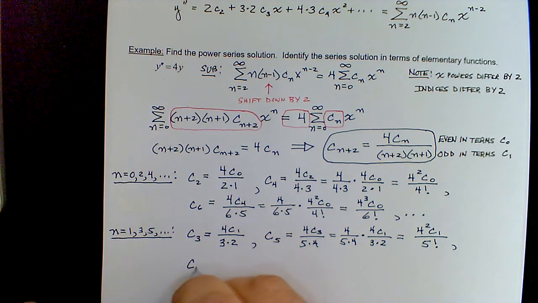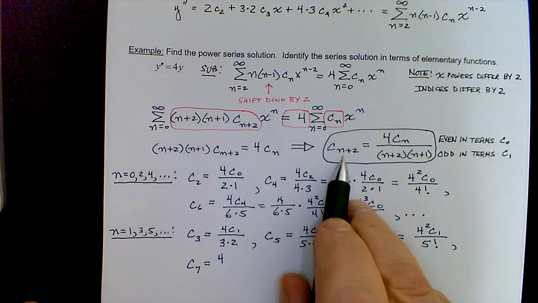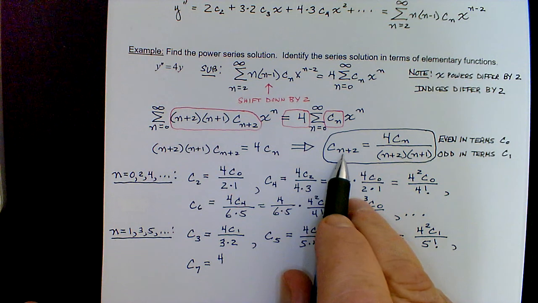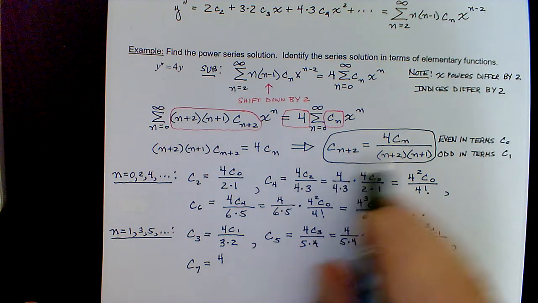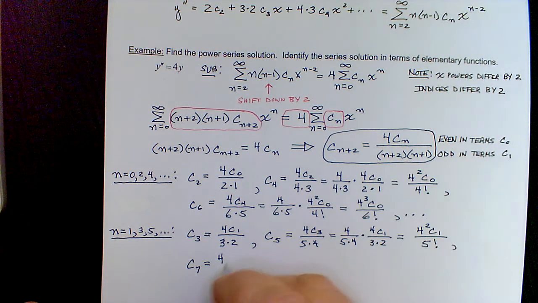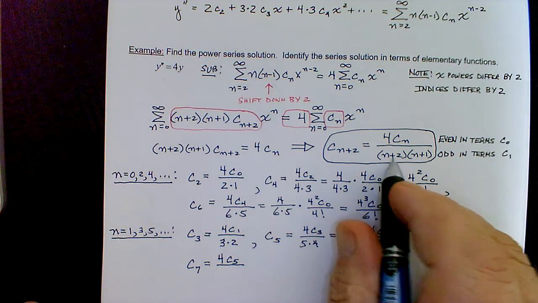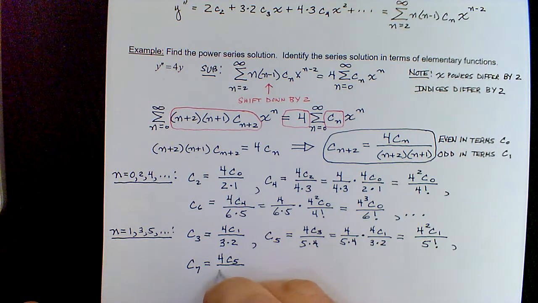Okay, and then we'll just do c sub 7. It's going to be 4. Now that's when n is 5. So c sub 7 is 4 c sub 5 over, when n is 5, that's a 7, that's a 6.